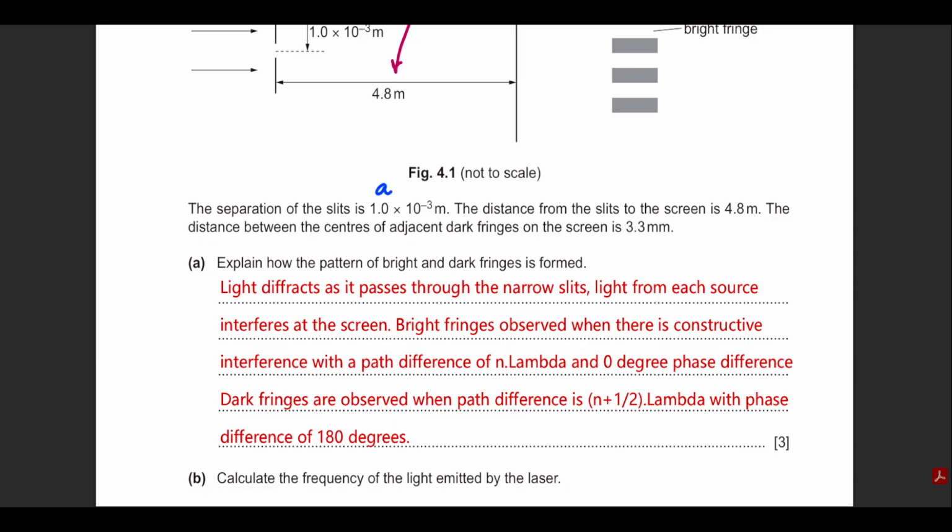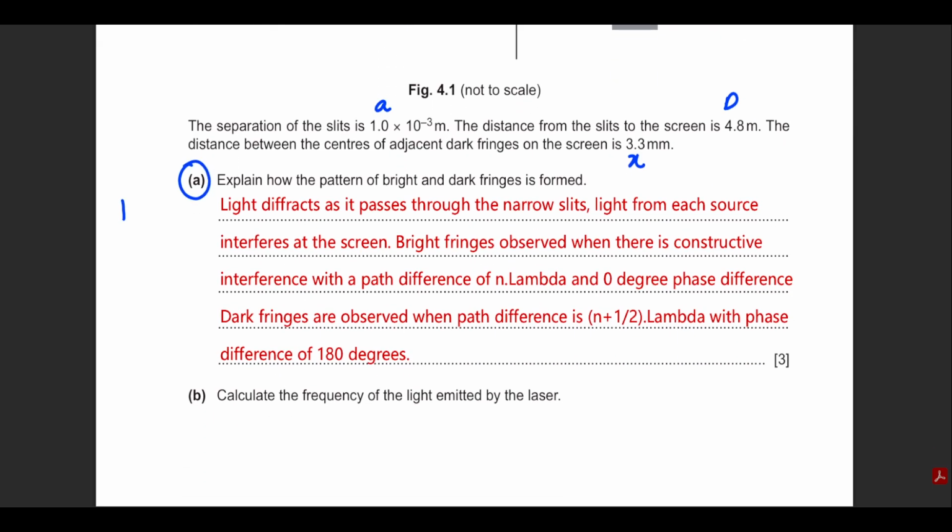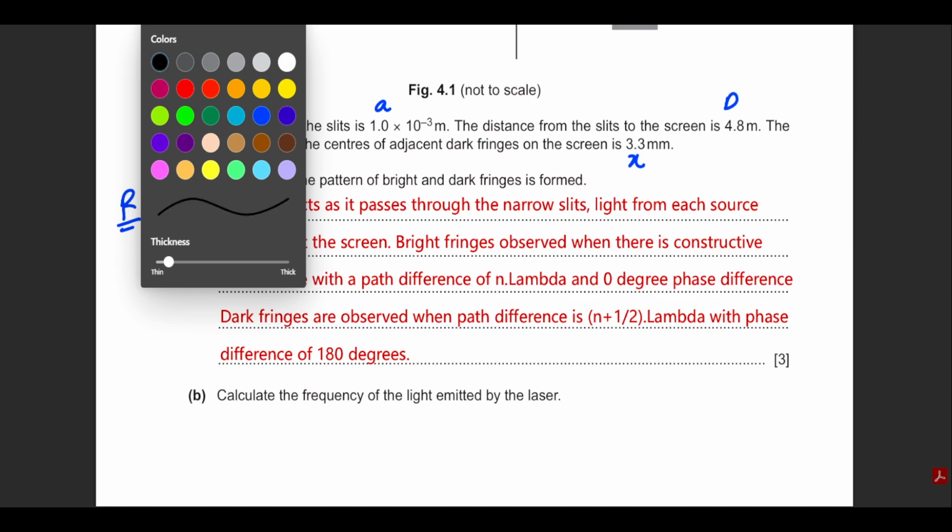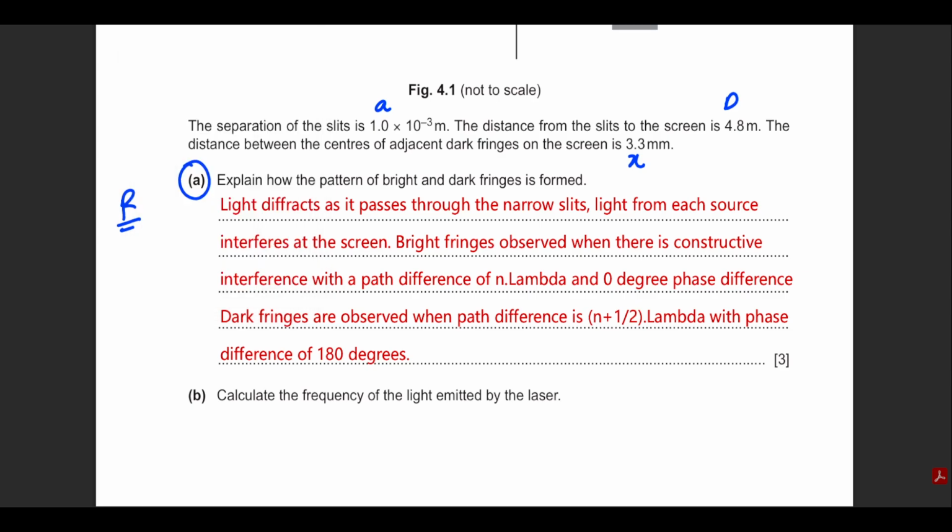He has given us the value of A, he's given us the value of the fringe separation X, he's given the value of D. For this question, please pause the video, or if you have the question paper with you, please memorize this marking scheme, because this question is repeated, and the explanation actually calls for how this pattern is established.